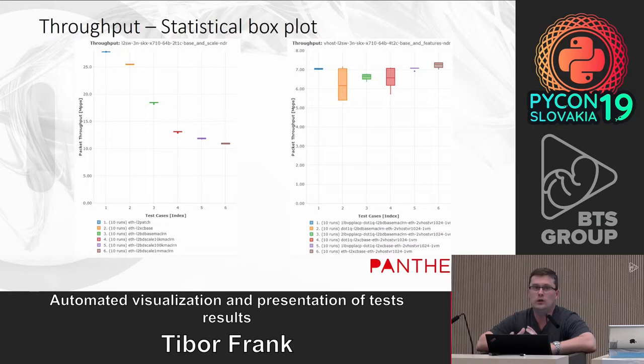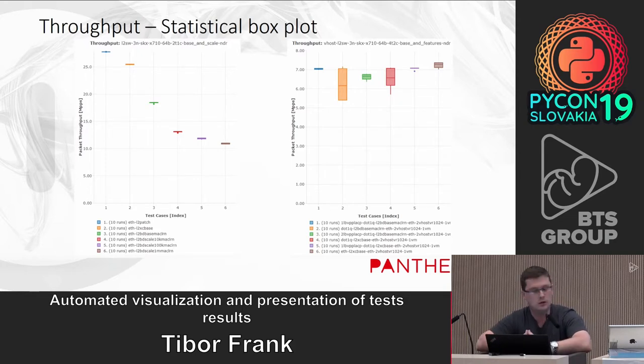In general, we run all performance tests 10 times, because we want to prevent any anomalies, any hiccups, and so on. So we have 10 results from the same test. We calculate the average value and standard deviation, and then we work with these values. The elementary information about the performance is visualized using a statistical box plot.